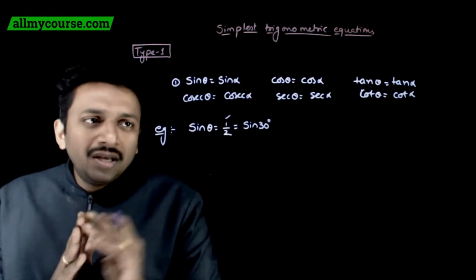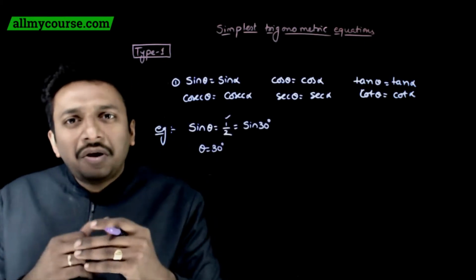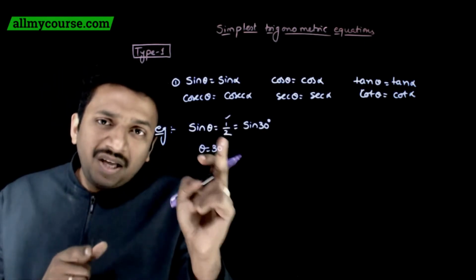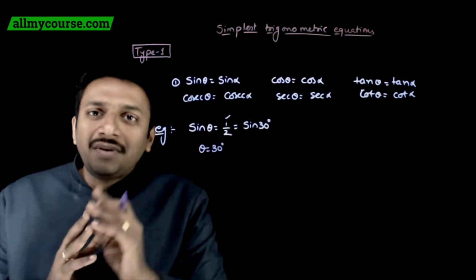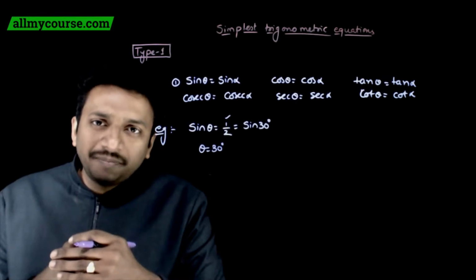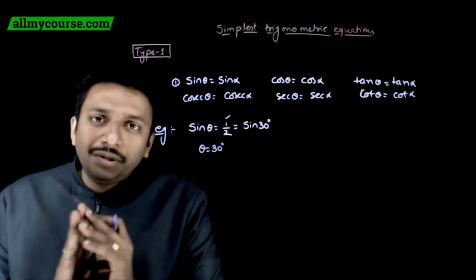How do we solve this? If I write theta is equal to 30 degrees and come out, that will not be the right answer, because sine theta will be equal to half, not just for one value of theta. It will be equal to half for infinite number of values for theta. So you need to give all the values of theta if I ask you the solution.